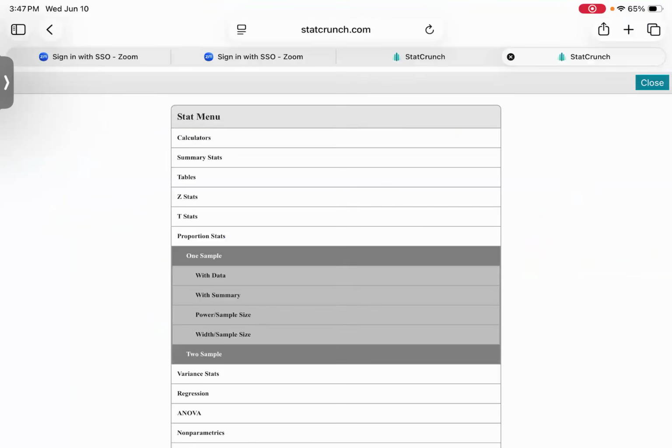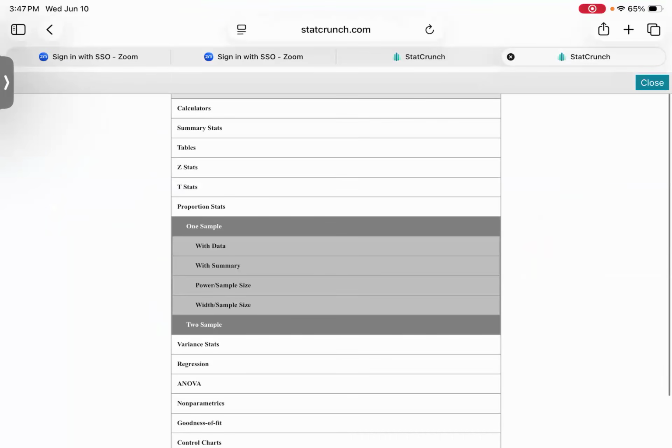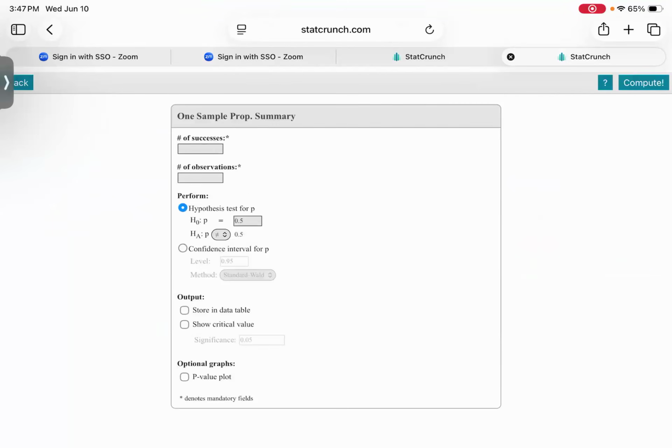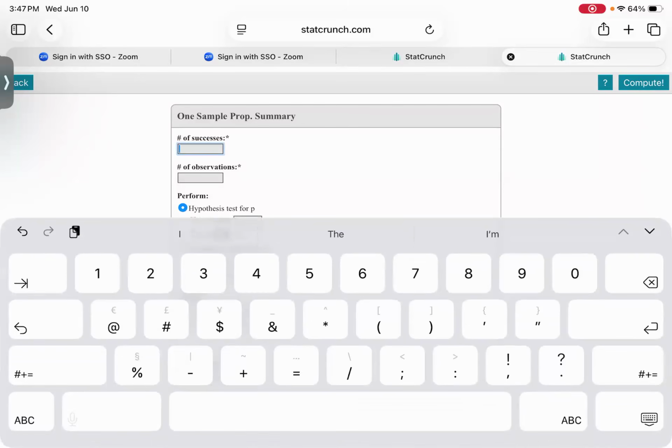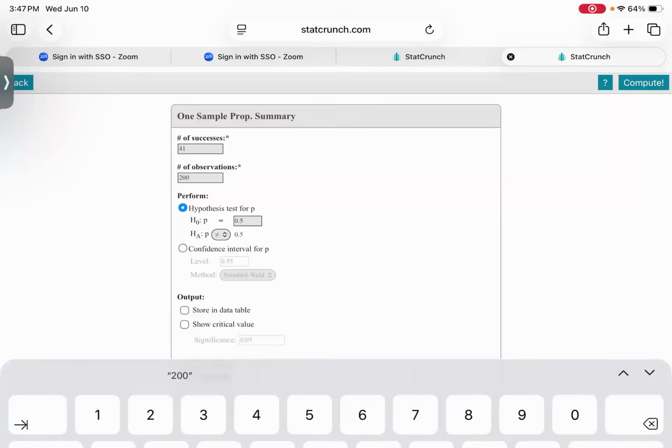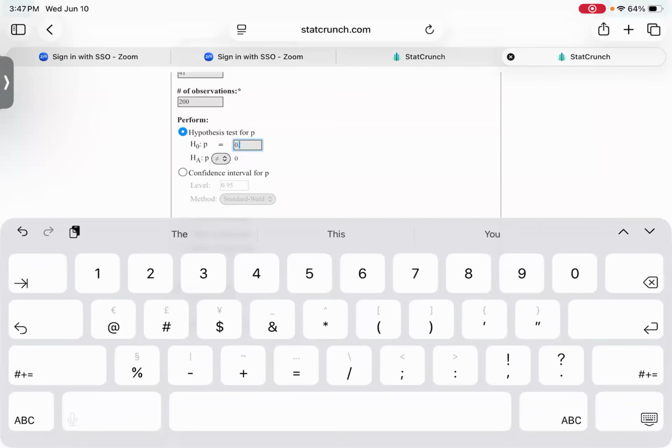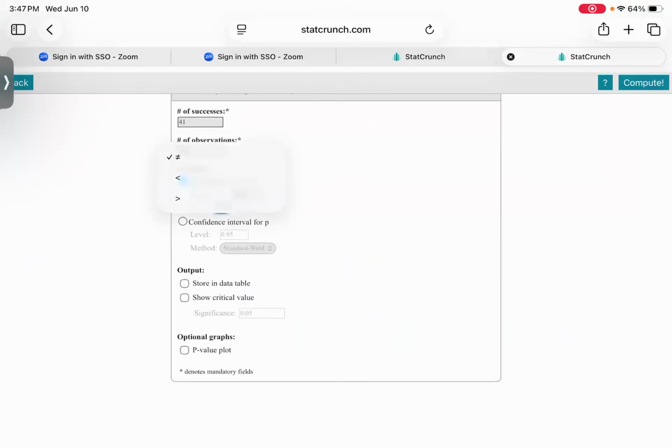So to StatCrunch, once again, notice we keep going into proportion, one sample with summary. We've had a lot of summary information because what the data actually looks like would just be a big list of zeros and ones, or trues and falses, yes, nos. It's literally a list of successes and failures, but just be aware that's what it will look like. So in this case, 41 out of 200. We're doing a hypothesis test. Change that to 0.25 and less than.